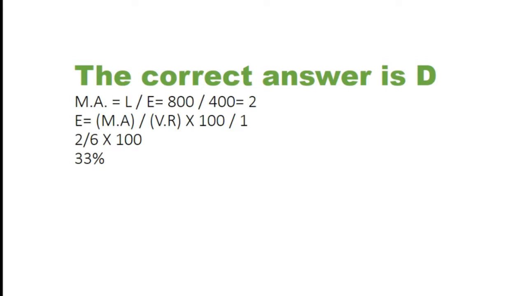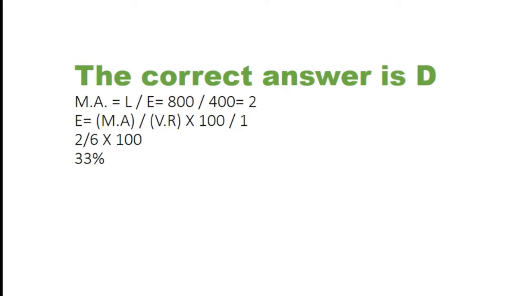This implies that efficiency equals MA over VR times 100 over 1, because we are calculating the efficiency. So our MA we've gotten as 2. Our VR from the question is 6. So we'll now say 2 divided by 6 times 100 over 1. When we cancel them out, we will get 33%. And in our options here, the closest option to this is option C, 33.3. It is the closest option, but what we got from our calculation is 33%.